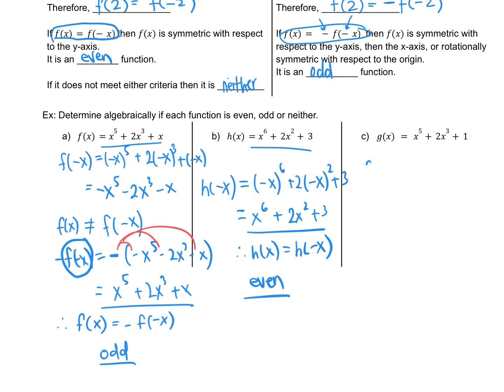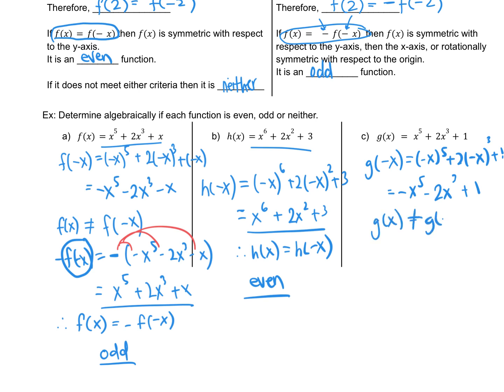And next one, g of x. Let's test for even function first. Turning my x's into negative x's and cleaning up. So negative x to the power of 5 is still a negative number. Negative x cubed is a negative number, times the 2 makes it negative 2x cubed, and then plus 1. These are not the same thing, so it is not an even function.